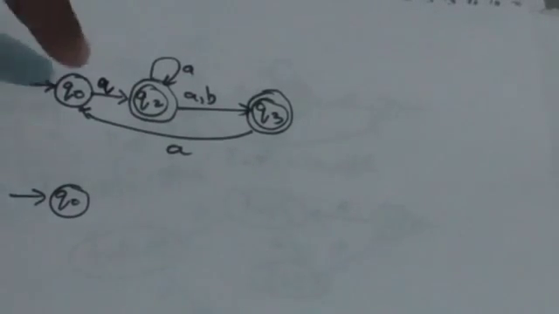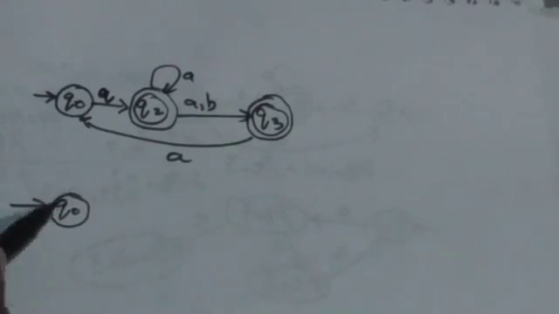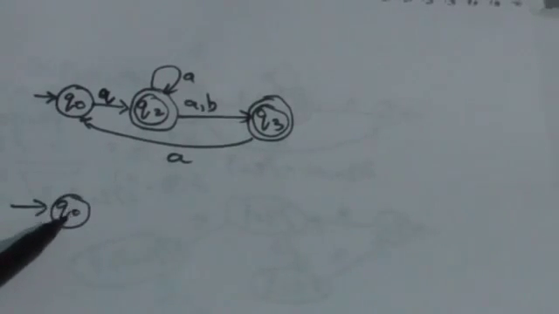In this tutorial we will convert this NFA into DFA. So the first step is to take the initial state as it is. The initial state of the NFA is Q0, so the initial state of the DFA will also be Q0.